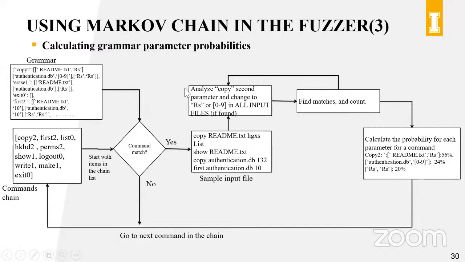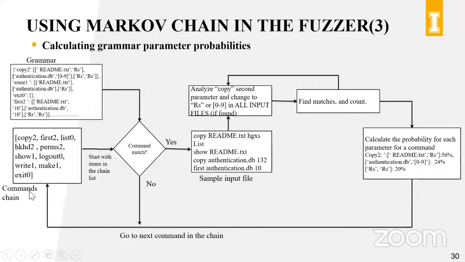Next is generating the grammar parameter probabilities. Now, after getting the command chain, we use the parameter probabilities. We generate the probabilities for the grammar parameters in the grammar. So we have the grammar here, with the commands and the parameters.